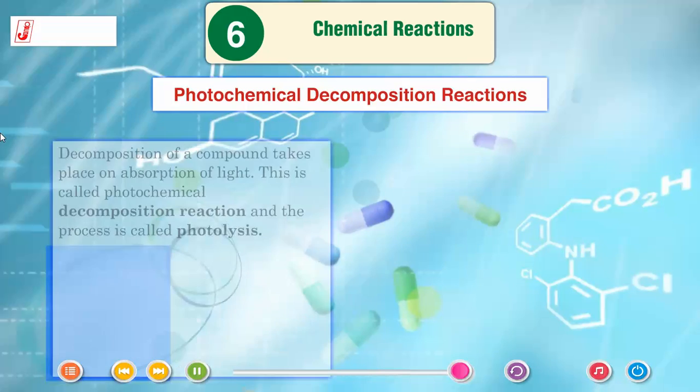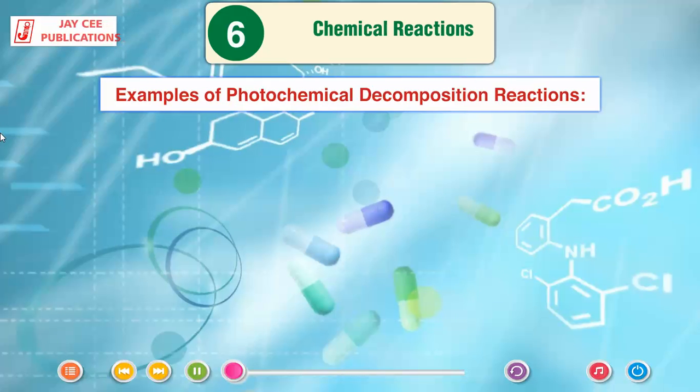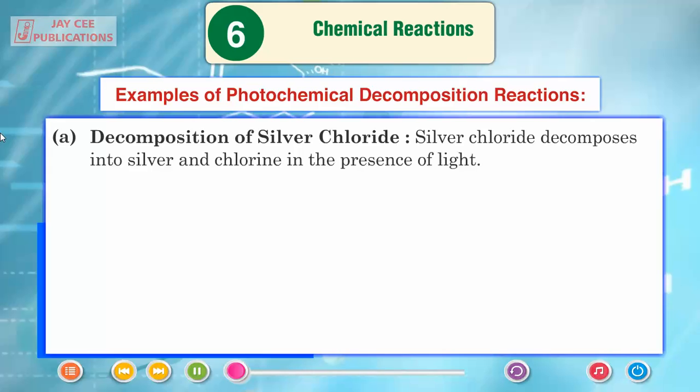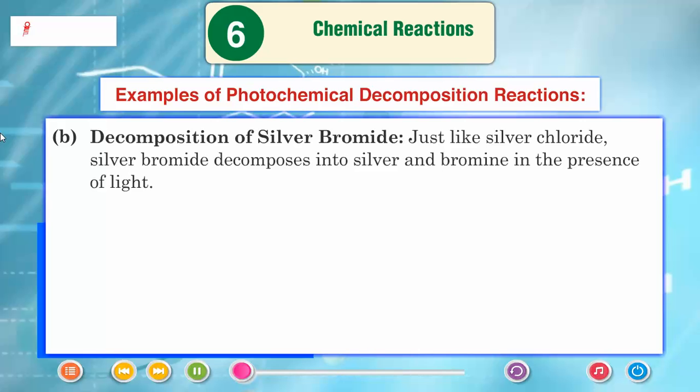Photochemical decomposition reactions. Decomposition of a compound takes place on absorption of light. This is called photochemical decomposition reaction. Examples of photochemical decomposition reactions: decomposition of silver chloride. Silver chloride decomposes into silver and chlorine in the presence of light. Decomposition of silver bromide. Just like silver chloride, silver bromide decomposes into silver and bromine in the presence of light.